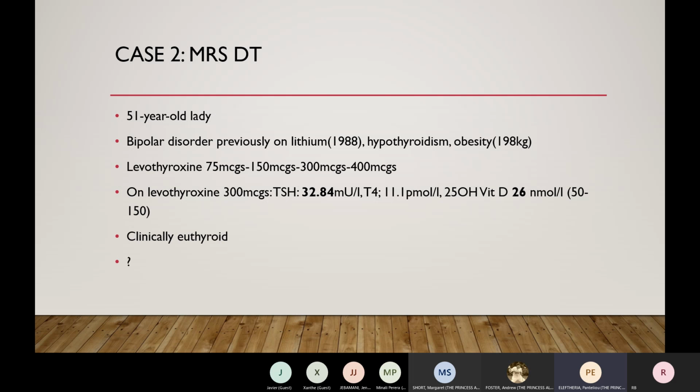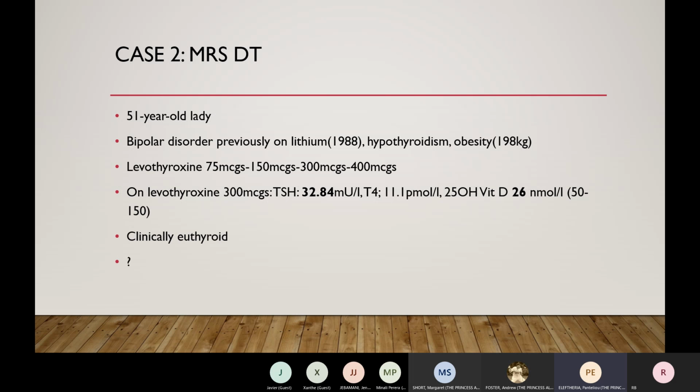She weighs 198 kilograms. The GP tried increasing doses of levothyroxine, actually reached a dose of 400 micrograms. And by the time she was assessed at the clinic, she was on levothyroxine 300 micrograms with a really high TSH, a normal T4, and vitamin D that was low.